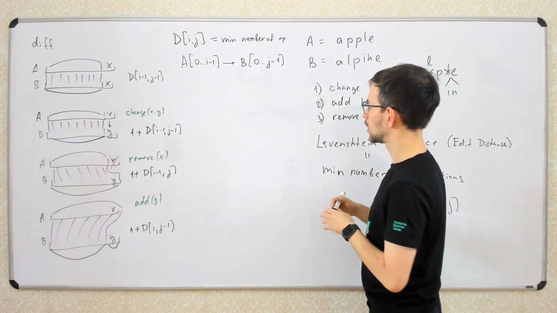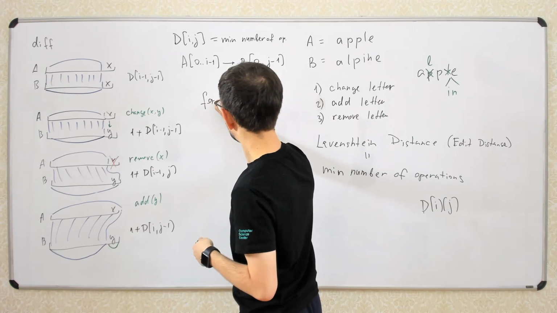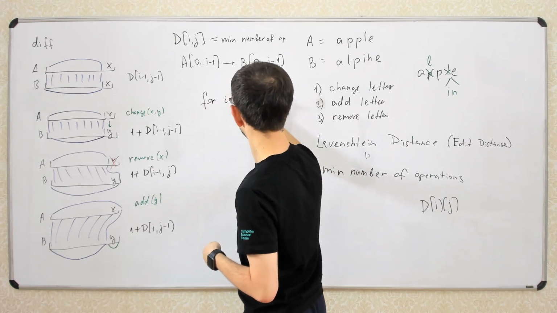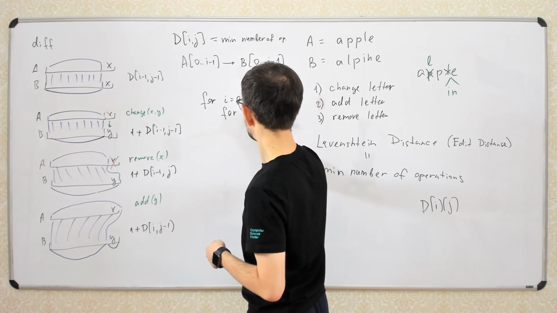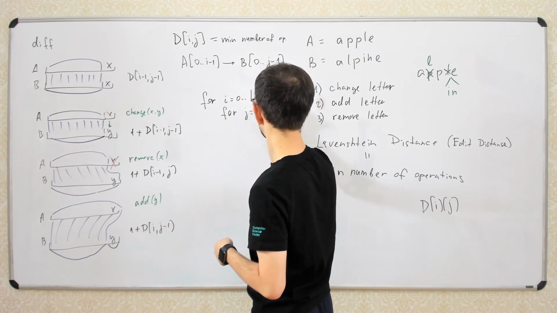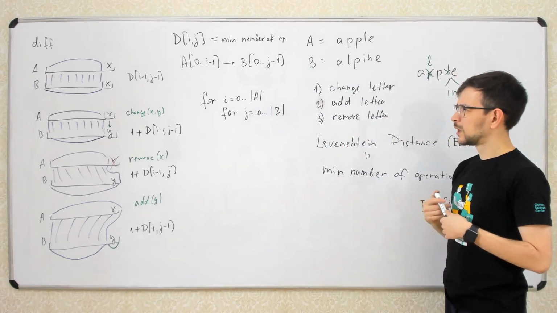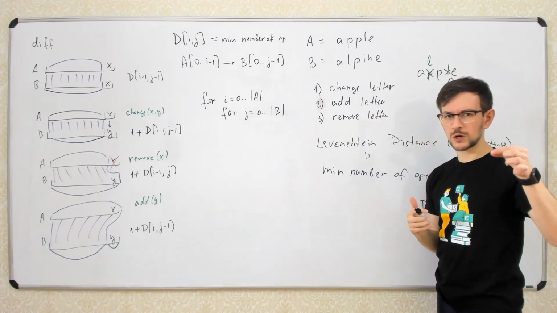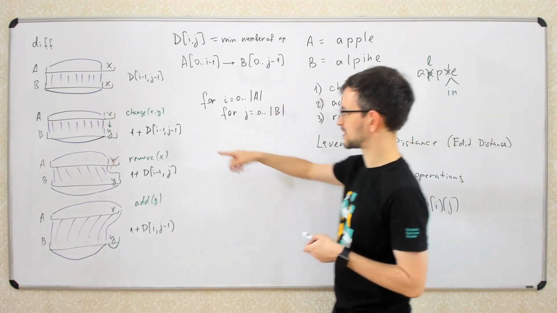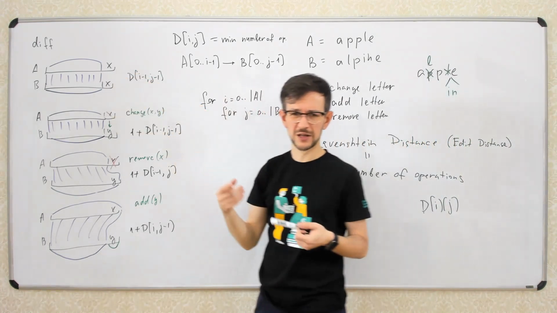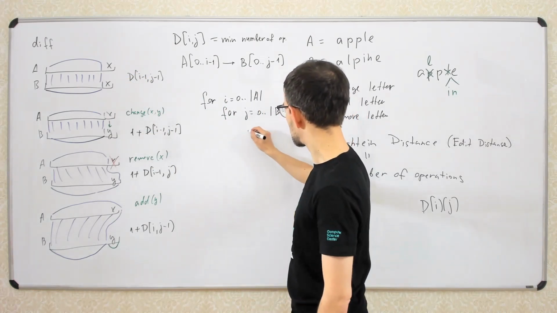Let's write the code. So what will be the code? Let's just iterate. For i from 0 to length of A, for j from 0 to length of B. We need to initialize the border values, because if one of the strings is empty, then we don't have the last character. I want to check the last character, and if one of the strings is empty, I don't have the last character.